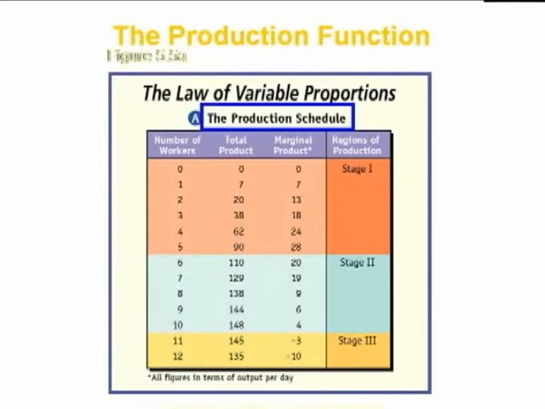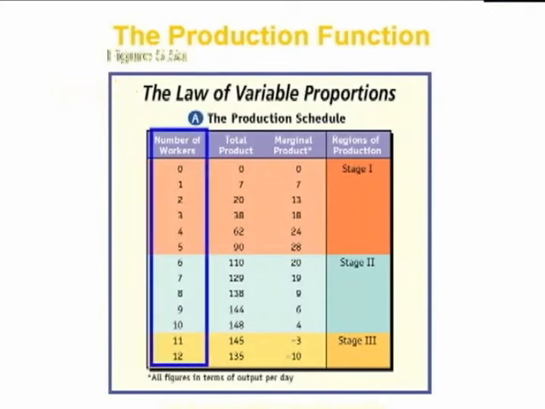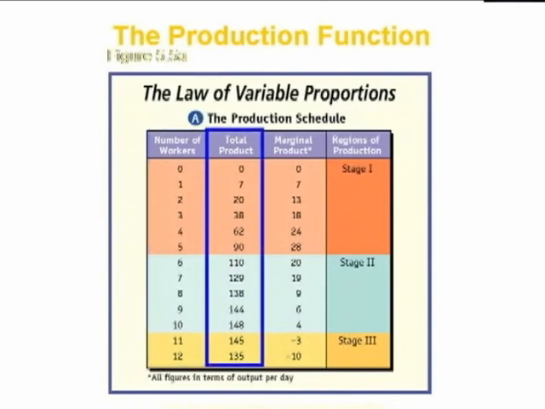So to review, we're using this production schedule as a way to learn about the law of variable proportions. The law of variable proportions is telling us that as we change our input or vary the input, the amount of product is going to change depending on how we change the input.